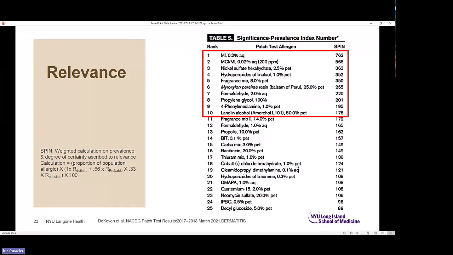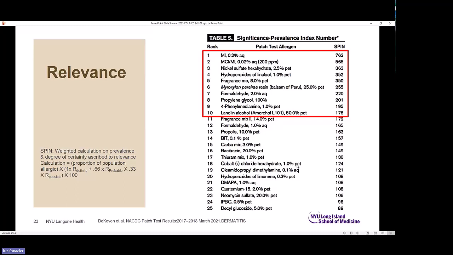There is something called a SPIN, or significance prevalence index number. There are allergens where it's positive. If you have a positive patch test, most likely it is a relevant allergen. And look, the top two are MCI and MCI-MI, methylchloroisothiazolinone and your MCI-MI. It's a very high relevance. If you're positive to that, you most likely are truly relevant positive.